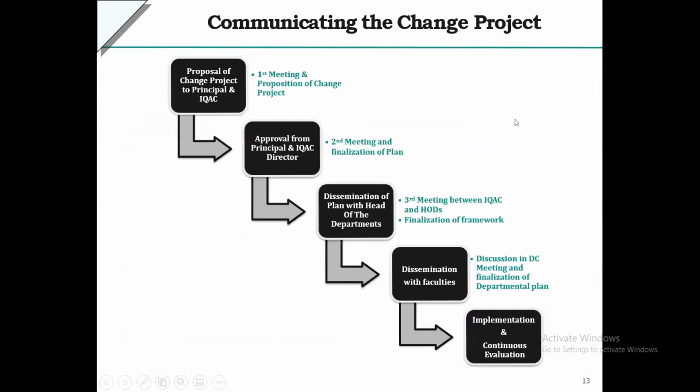So what I did, I talked with our principal sir and also the IQAC coordinator or IQAC director. That was the first meeting to propose the change project. Then I got the approval in the second meeting after they decided that yes, it is really necessary, especially after this pandemic. Although we had a flip learning technique, that has stopped because of the lack of physical interaction. And then we came to the level of HODs in the third meeting, where with IQAC and HODs we met and finalized the framework, what to do. And then we discussed in the DC meetings further down, and we talked with the faculties, and ultimately we implemented the whole process for continuous evaluation.